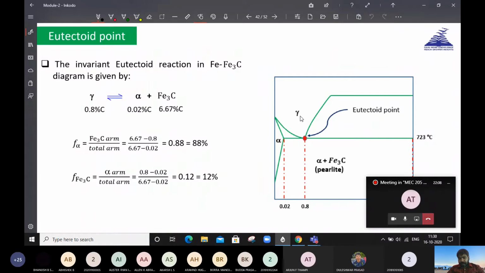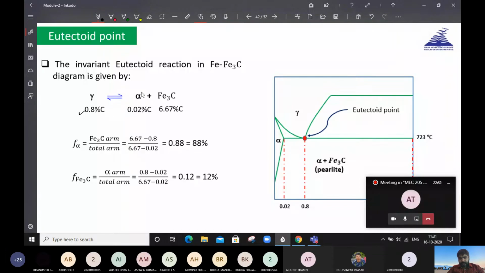So what is the composition of gamma? All the carbon present in the initial alloy will be available in the gamma, because gamma is a single phase. So you can see here the composition of gamma is nothing but 0.8% carbon. By the time it reaches over here, everything is gamma only, and no other phases are present. That's why I have written here that gamma has the composition of 0.8% carbon.